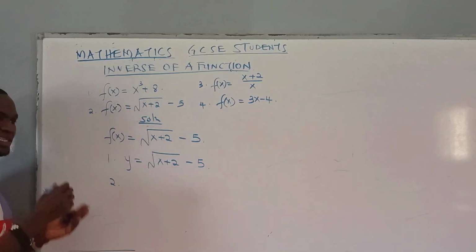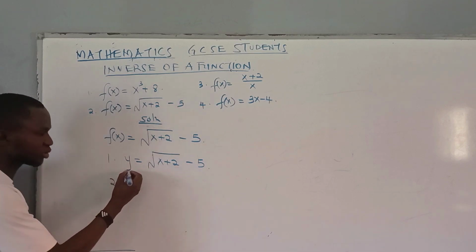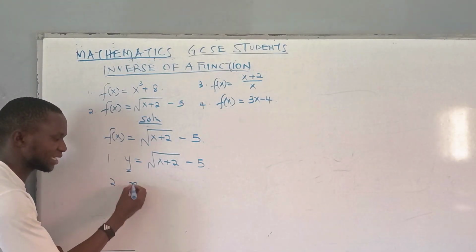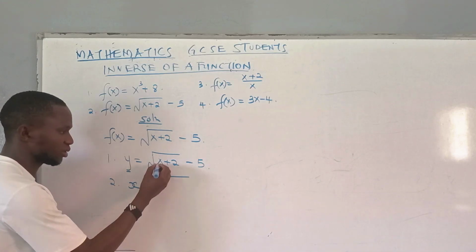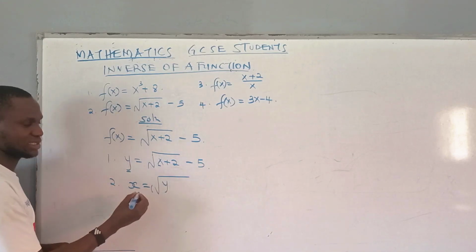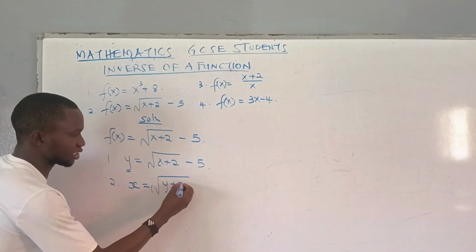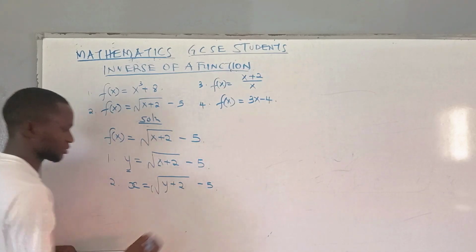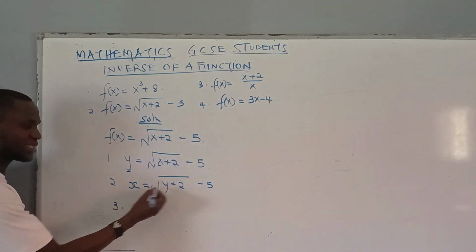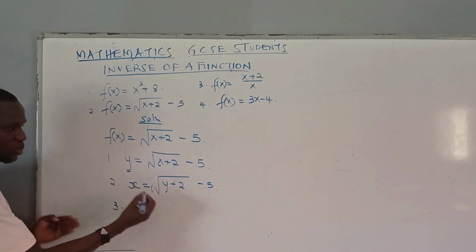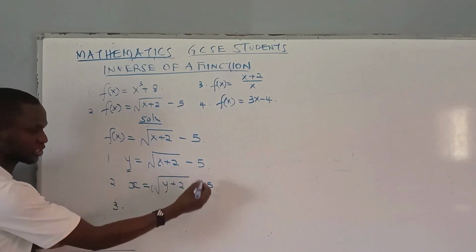That is, change y to x and x to y. So this is our y. So we will write it as x is equal to root of, this is our x, I'm going to write it as y plus 2 minus 5. The third step is you make y the subject of the formula. So how do you make y the subject of the formula in this particular question?